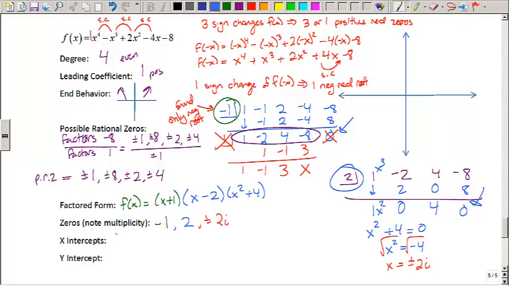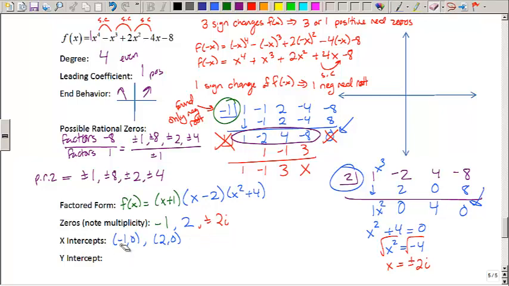My x-intercepts are going to be my zeros, comma 0, written as an ordered pair. You could write 2i, comma 0, except that doesn't really make much sense, does it? 2i is not going to be on my real plane, so I'm not going to even bother writing it.